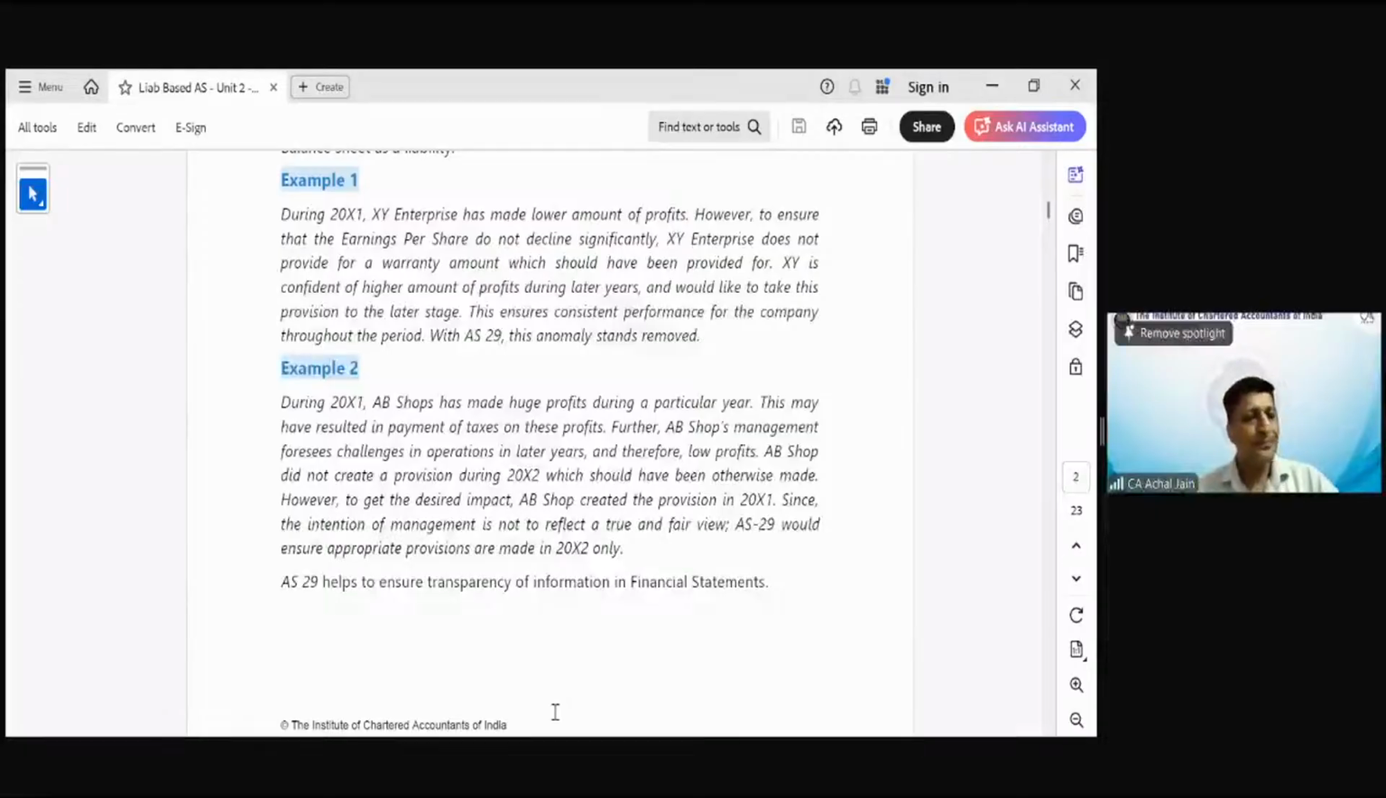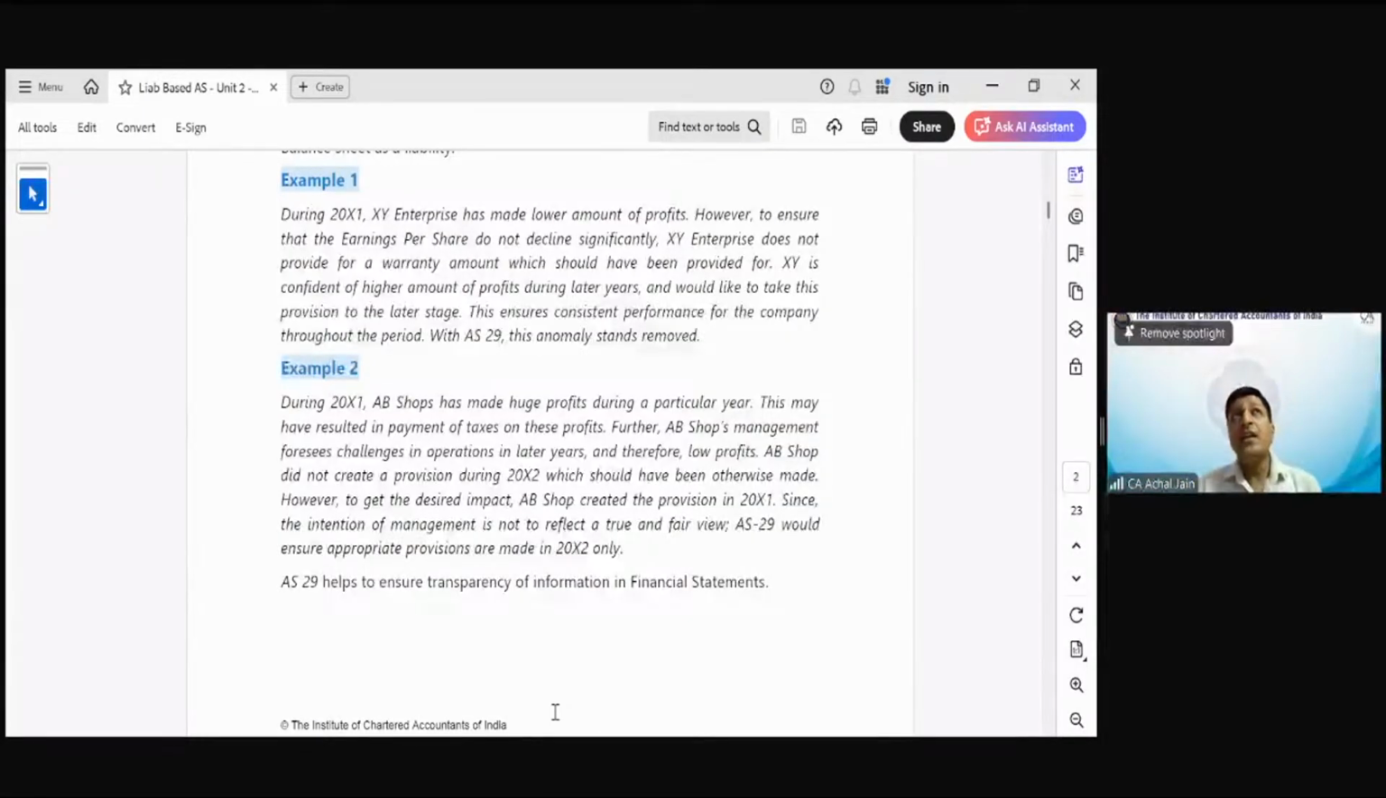Very good. Now, moving further on to AS 29. This standard is all about two things primarily, though it talks about three things: provisions, contingent liabilities, and contingent assets. But primarily, it's all about provisions and contingent liabilities. Provisions, you can say, is a kind of liability. So we'll talk about what the meaning of a provision is. But over here, in a way, we are talking about the liability.